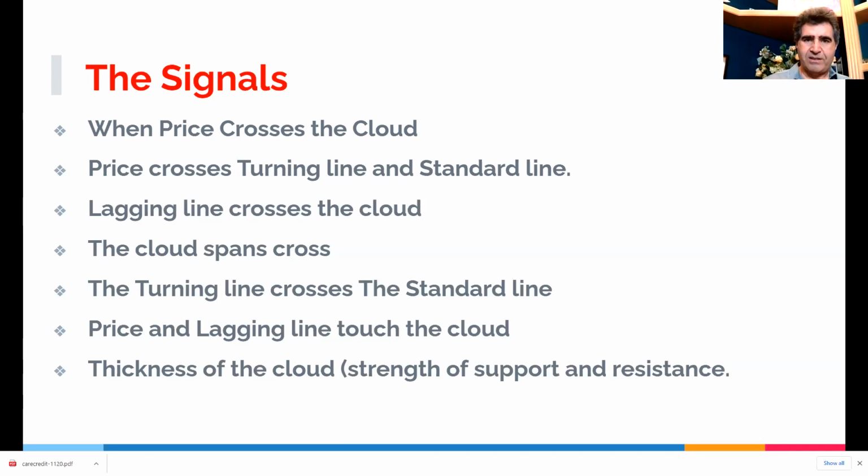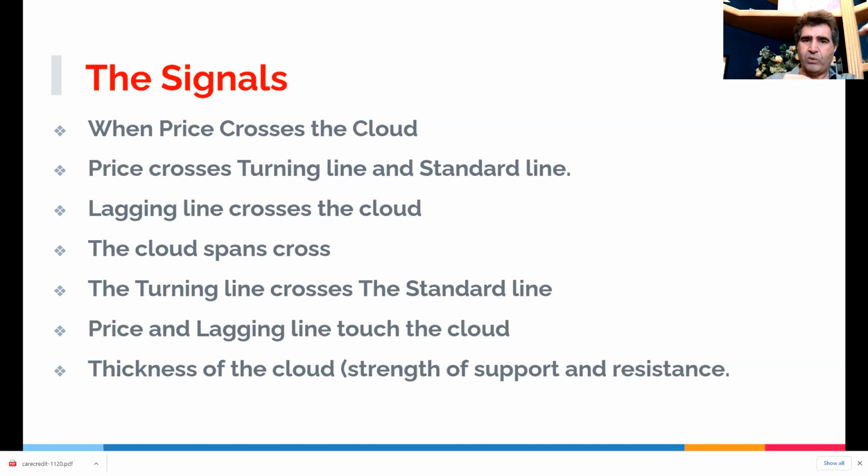So how do we interpret all the signals? There are different ways you can interpret them. When the price crosses the cloud, when the price crosses the turning line, again like a moving average or support and resistance, when it crosses the standard line, or when the lagging line, which is very interesting, crosses the cloud, it gives us a strong indication of a change in trend. I will show you in a chart, going back and forward, how we can interpret that.